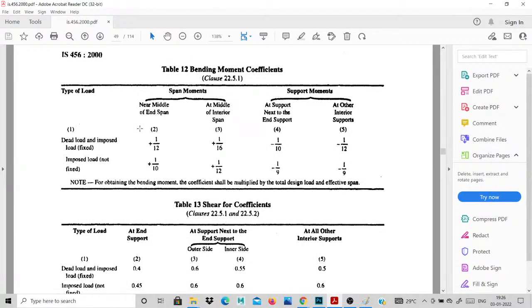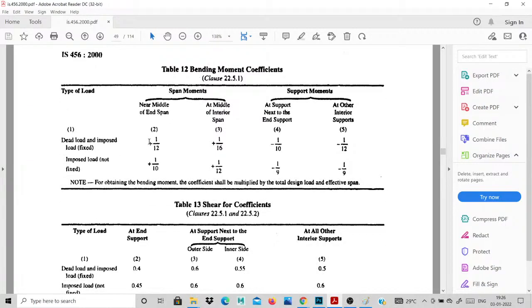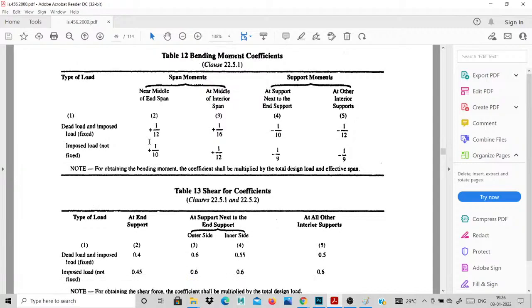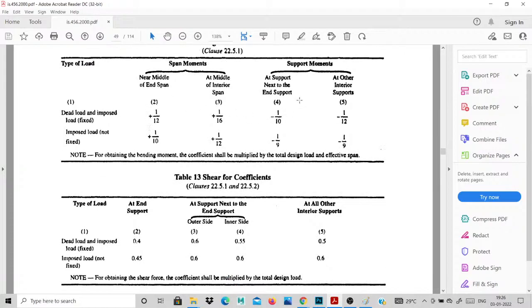This is the bending moment formula for your one way continuous slab, the span moment and support moment. This is the main thing to calculate, the span moment. This is the bending moment formula, the bending moment coefficient. This is the method for calculating the bending moment for a one way continuous slab. This is the formula, for support moment and span moment.